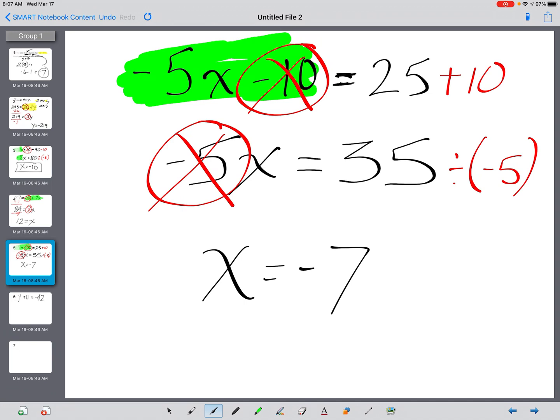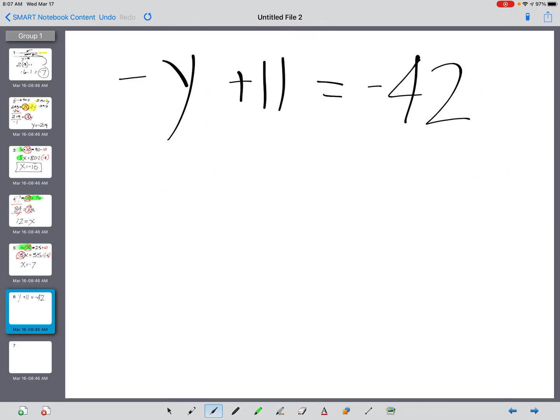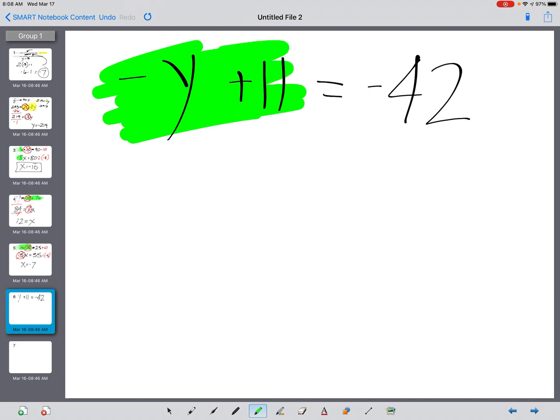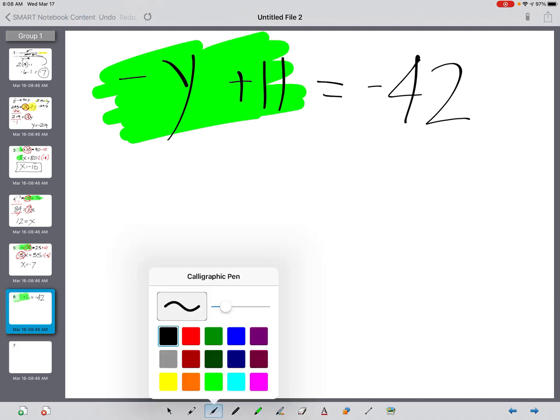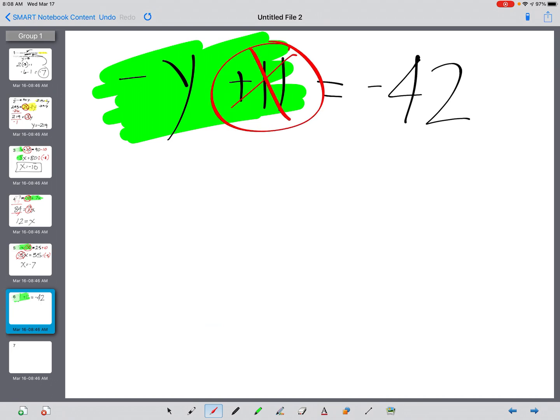All right, and then finally, take a look at one last equation here. And that is negative 1y plus 11 equals negative 42. The left side of the equation has the variable term, and so there's where we'll begin. We'll reverse out the positive 11, that constant. Always reverse the constant out by addition or subtraction. So we're going to have to subtract 11 from negative 42. That's going to leave us with negative 1y equals negative 53.